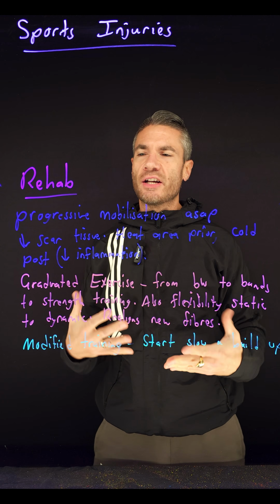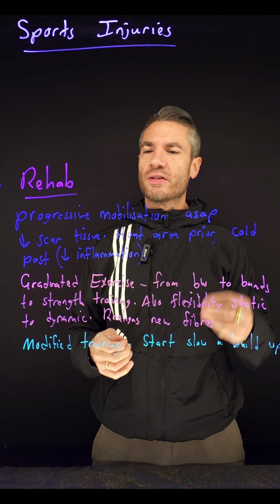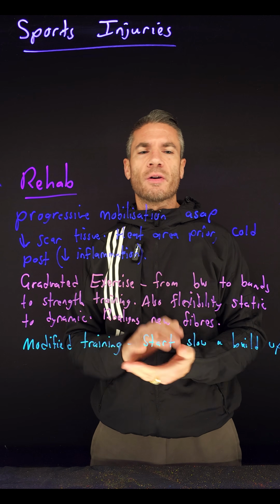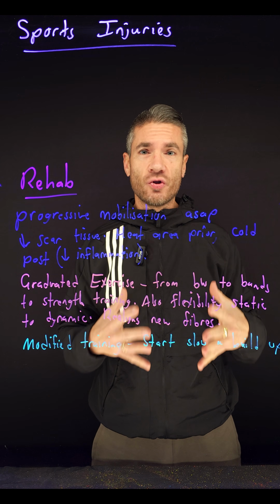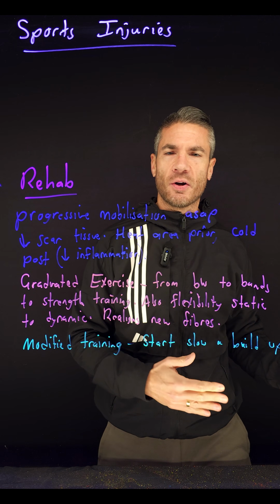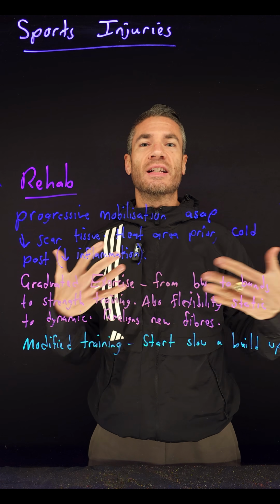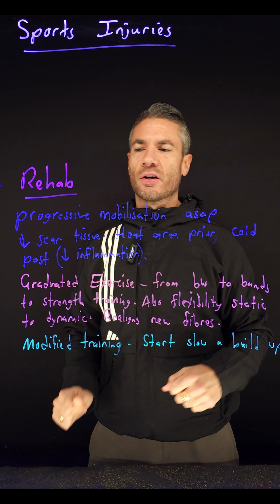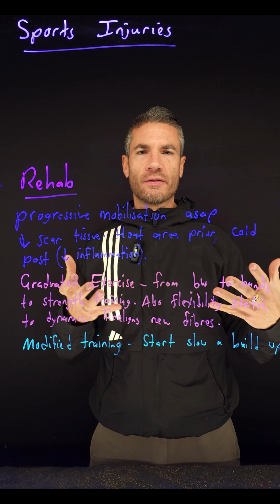Okay, rehabilitation of our sports injuries. It's a three-step process. We've got progressive mobilization, graduated exercise, and modified training. Progressive mobilization, we are going to do this as soon as possible, not immediately post-injury, but as soon as you're able to actually get some movement and you're cleared by the doctor to start training again. So it's going to decrease scar tissue developing in the area.